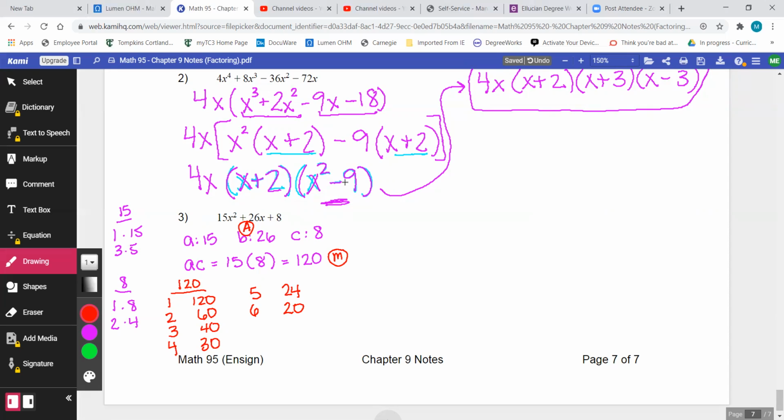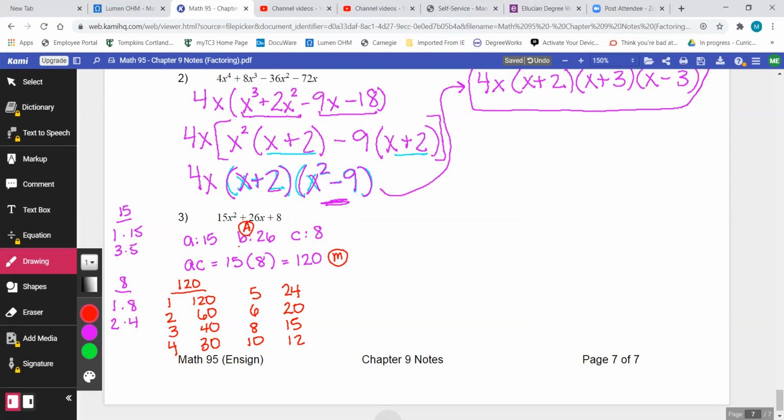120 divided by 7 is going to give us a decimal, so we're not going to include it. 120 divided by 8 is 15. 120 divided by 9 would also give me a decimal. 120 divided by 10 is 12. And 120 divided by 11 would give me a decimal, and then I'm back to repeating. So these are all the pairs that would multiply to be 120.